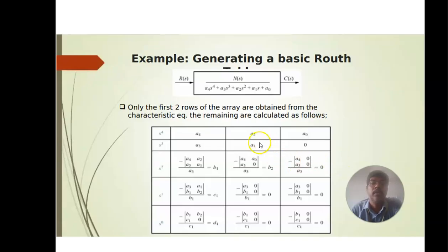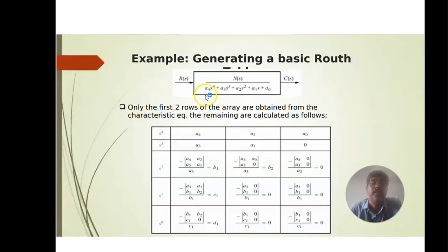For example, this is one basic transfer function. This is A4 S power 4 plus A3 S power 3 plus A2 S power 2 plus A1 S plus A0 equal to 0. This is the characteristic equation of this system. Now construct the Routh array.